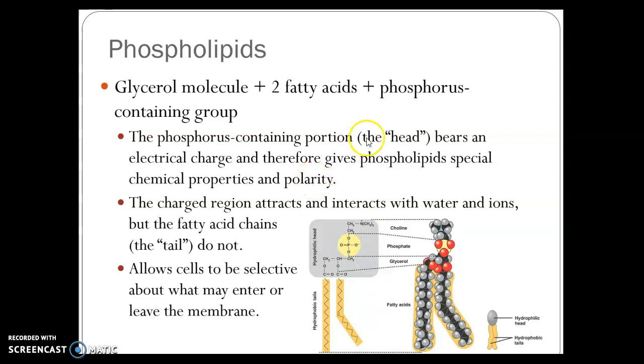Phospholipids: a glycerol molecule plus 2 fatty acids and a phosphorus-containing group. Like I said earlier, these are what our cells use to make cell membranes. They have a phosphorus in them, and they come together to give it certain chemical properties and polarity. We talked about polarity before, how it changes the structure of things. And so it allows for a really solid structure so that it can create a membrane around our cells.